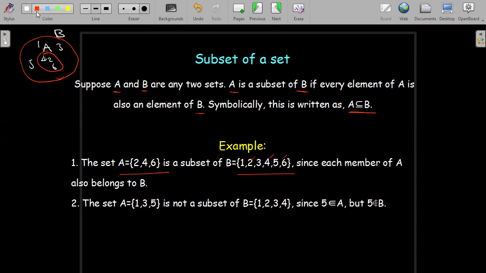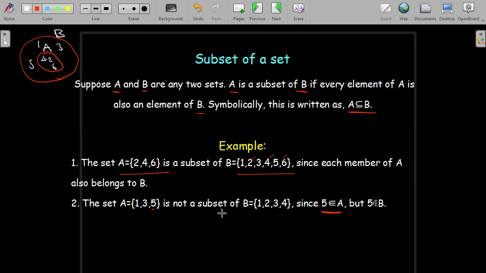All right. Now the second part of it, our second example, we see that they have a set which is 1, 3, 5. And we look at the other set, which is B. It's 1, 2, 3, 4. So now here we're saying, look at here, since this 5 is not in B.